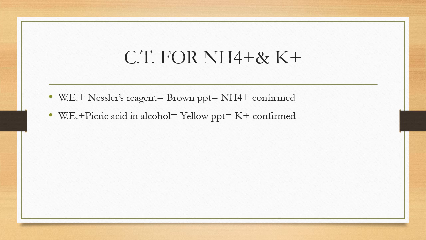Confirmatory test for ammonium and potassium ion. For ammonium ion, we are using Nessler's reagent. To the water extract, add Nessler's reagent. If you get a brown precipitate, ammonium ion is confirmed as impurity cation. If potassium is present, then again the same test is treated as the confirmatory test, that is picric acid in alcohol giving you the picrate derivative, which is a yellow precipitate. So potassium is present.